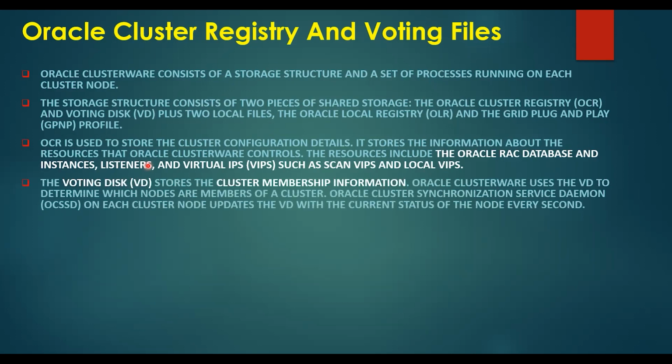The next part is the voting disk. The voting disk stores the cluster membership information, rather than other parameters like database name or listener. Oracle Clusterware uses a voting disk to determine which nodes are members of the cluster. This is very important: it helps us understand which nodes are members of the cluster.